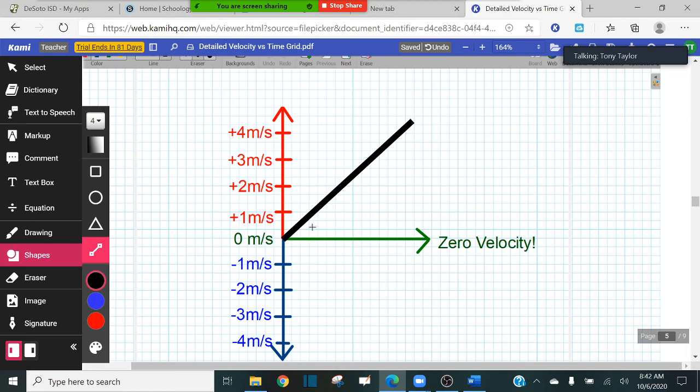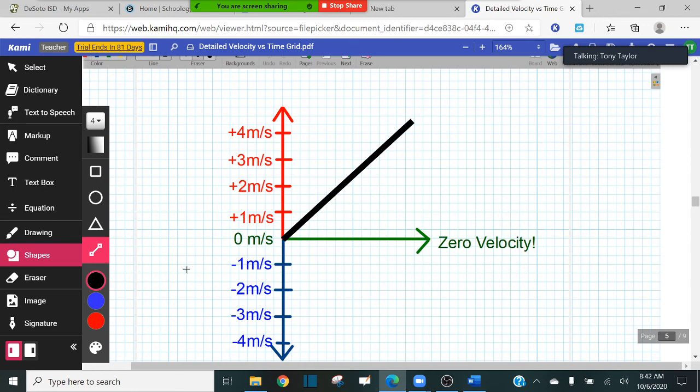If you notice, as I read my graph from left to right, I'm going further away from zero. So if I'm going further away from zero with time, that clearly indicates an object that is speeding up. So here, this object is speeding up while moving in the positive direction.